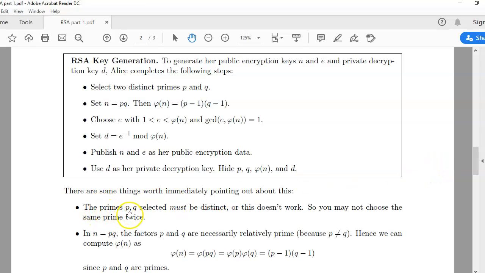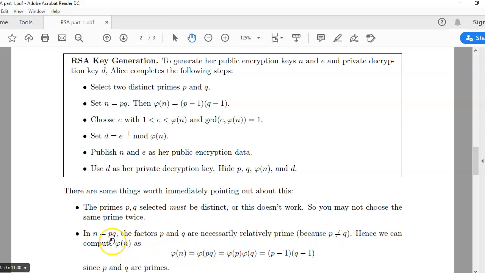As I said before, the primes P and Q that she chooses in the first step here must be distinct or RSA does not work. So you may not choose the same prime twice. P and Q must be different. Okay? So let's look at the second point. What's going on here? Well, because N is P times Q, the factors P and Q are necessarily relatively prime because they're different from each other. Think about taking the primes 2 and 3, right? Those are two primes and they're different from each other. What's the GCD of 2 and 3? Well, it's 1. They're relatively prime, right? Because they're different primes. So when you have two different primes, they are necessarily relatively prime.